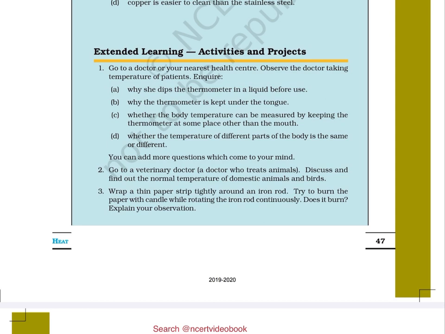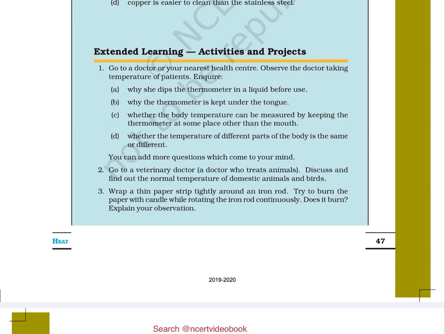You can add more questions which come to your mind. 2. Go to a veterinary doctor. He or she is a doctor who treats animals. Discuss and find out the normal temperature of domestic animals and birds. 3. Wrap a thin paper strip tightly around an iron rod. Try to burn the paper with candle while rotating the iron rod continuously. Does it burn? Explain your observation.